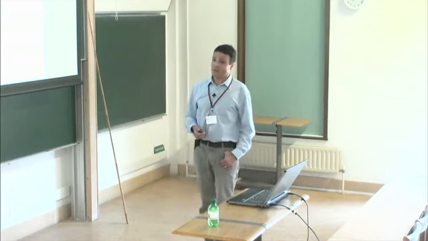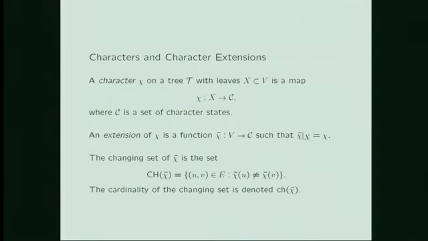So a character on a tree is simply a map from the set of its leaves to a set of finitely many possible states. If you think of nucleotides, this might be 4 different states. In the diet example that I showed you before, there were 2 states, frugivore or folivore. And then you'd like to extend this character to the internal nodes of the tree, and any such extension is called a character extension.